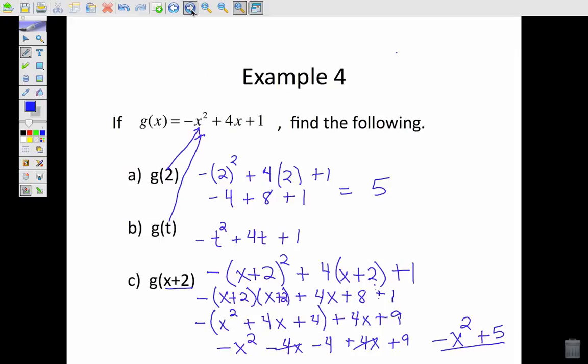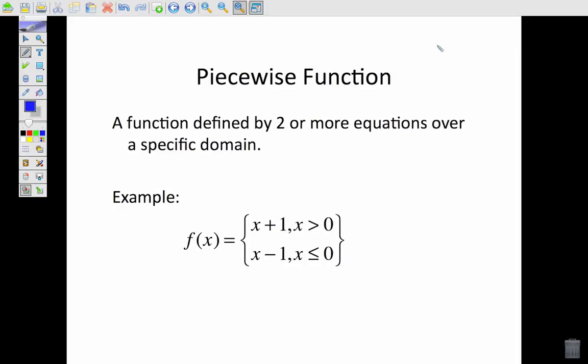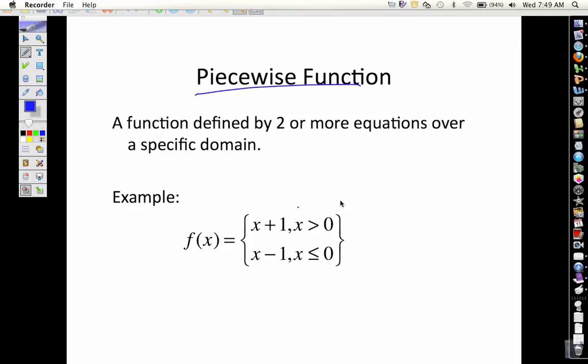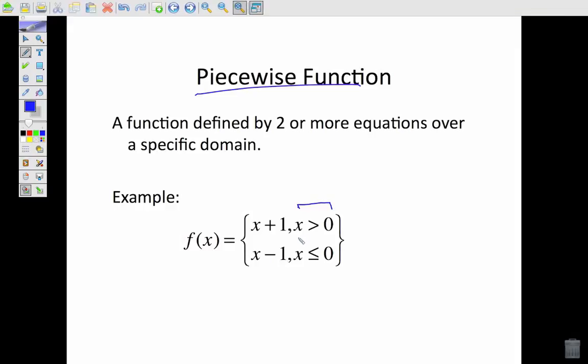All right, you should turn to page 4 now in our packet, and the last thing that we're going to talk about is a piecewise function. A piecewise function is a function defined by 2 or more equations over a specified domain. Right here, this will tell us where each part of the function is represented. So you see here we've got a linear equation, x plus 1, and this is where it's at: x greater than 0. And then this linear equation, x minus 1, for x less than or equal to 0. I just want to show you what it looks like on a graph.